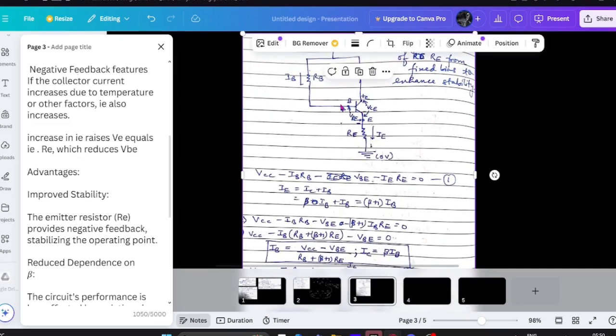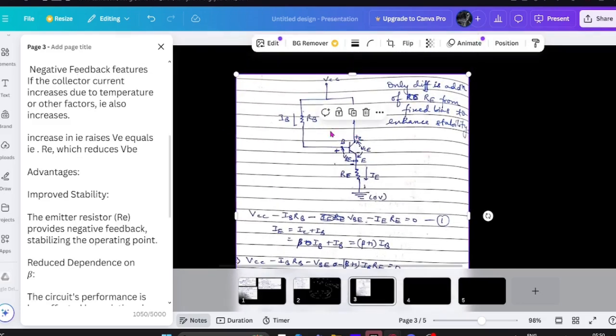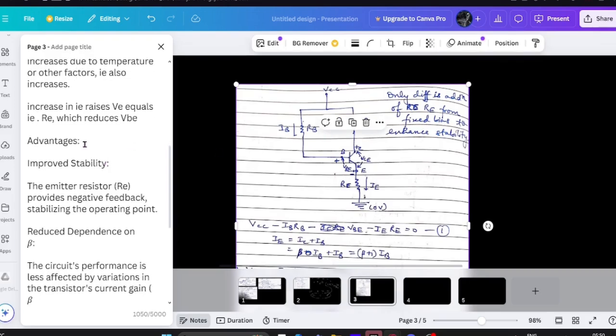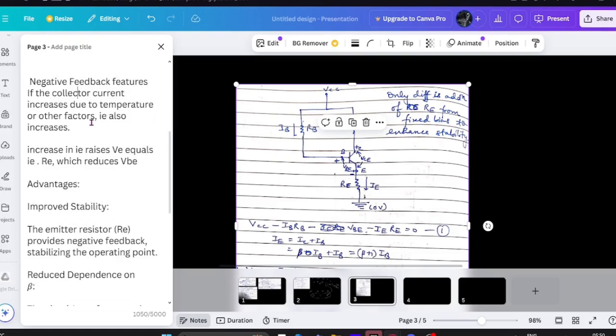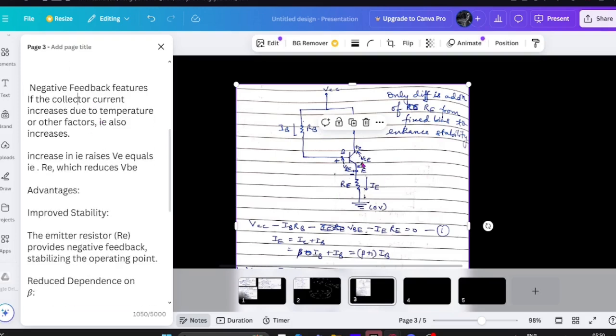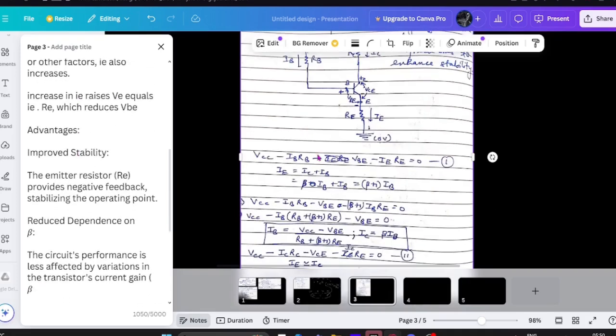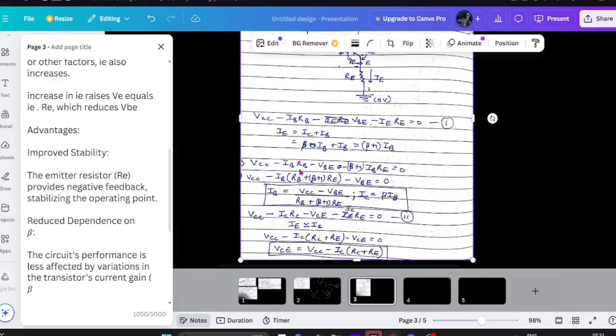If VE increases, then VBE would in turn decrease, which would be the only key feature for the addition of RE, in addition to the attainment of the better Q point. So we were right here: VCC minus IBRB minus VBE minus (beta plus 1) IBRE equals 0.